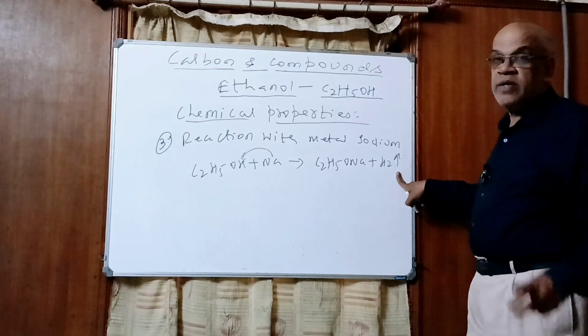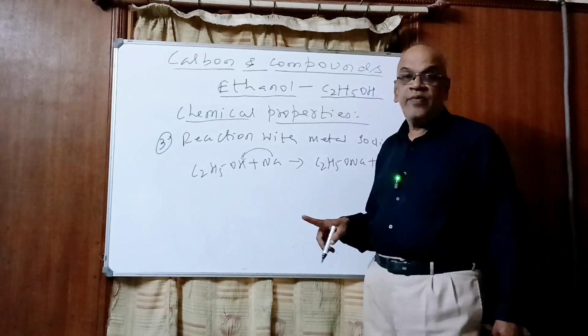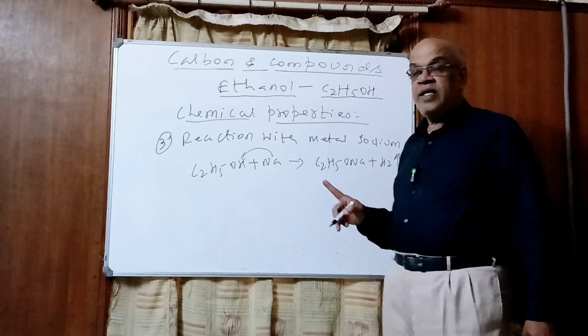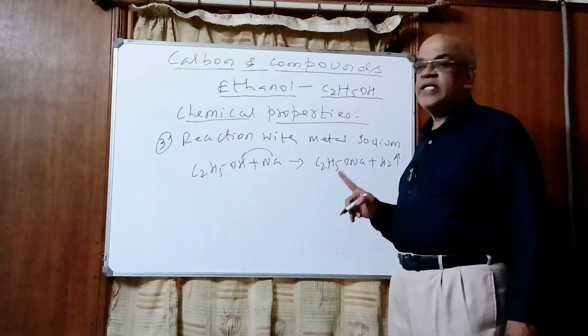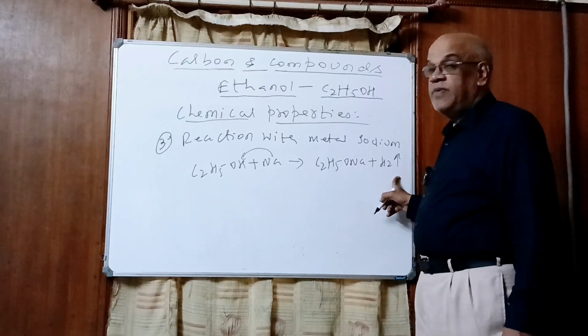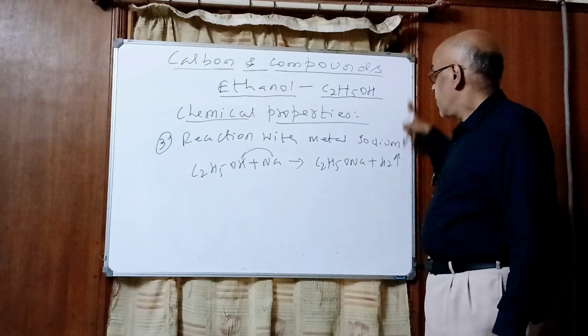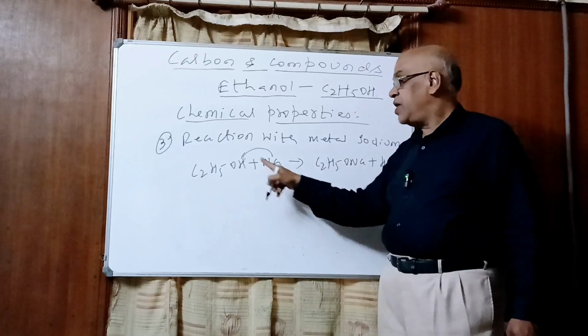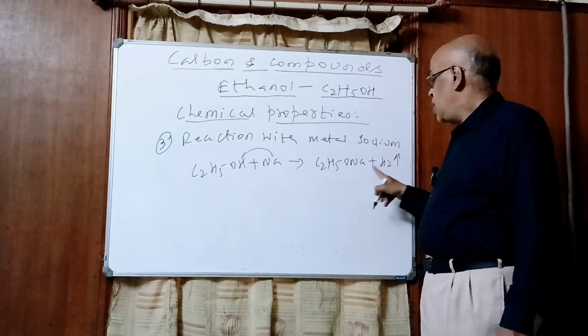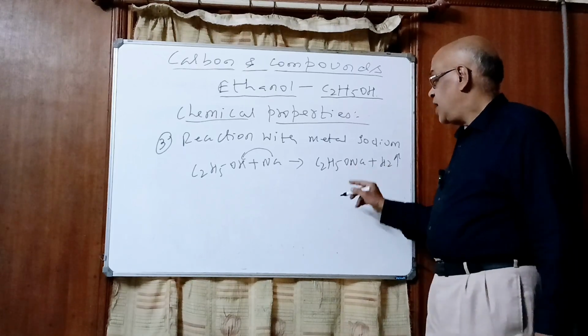A 3 mark question comes from the first chapter, chemical reactions and equations, and in the second chapter, metals and non-metals, we study about this property. A 3 mark diagram question comes; you have to read the diagram. So when the metal sodium reacts with ethyl alcohol, what happens? Hydrogen gas is liberated and sodium ethoxide is formed.